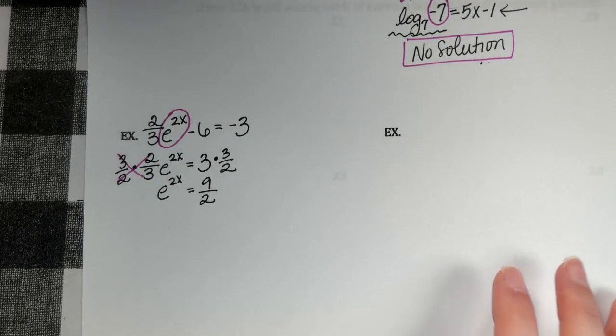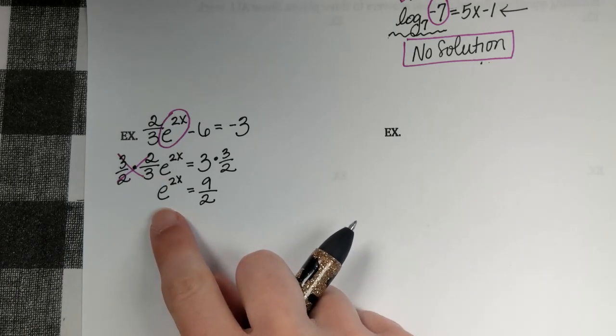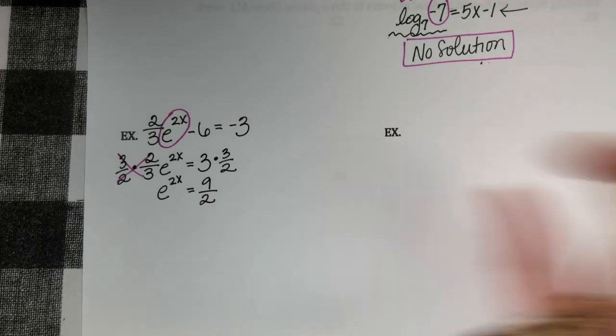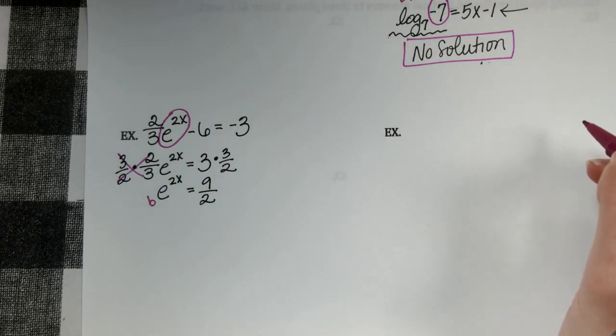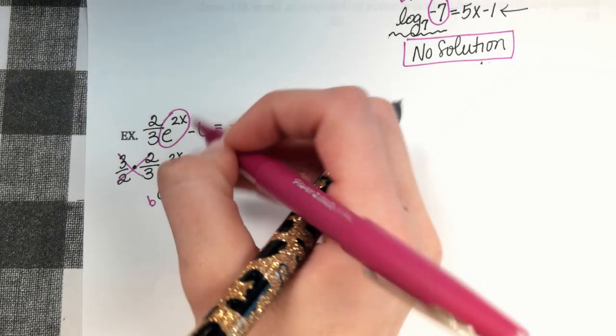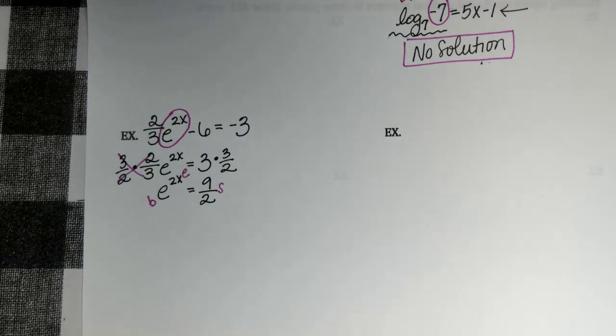Okay. And then I've got my base isolated. I need to rewrite it. Log base solution equals exponent. Now my base is an e, so am I going to do a normal log? I do what? Natural log. So 2x is my exponent, 9/2 is my solution. You do not have to label those. I'm just going to do that for the first few.